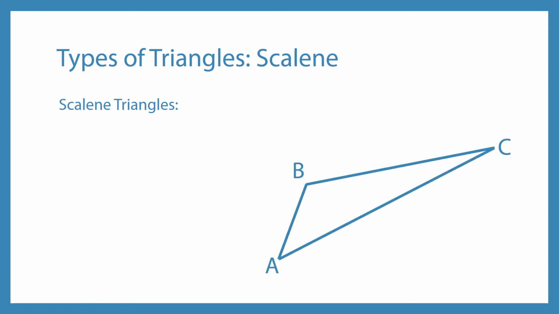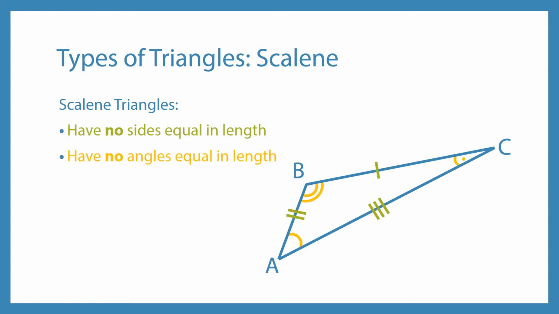Our next is a scalene triangle. This is a triangle which has no sides the same length and no angles the same. Again, if you find out that the triangle has no sides the same length, you know that it's also going to have no angles the same and that it's scalene, and vice versa.